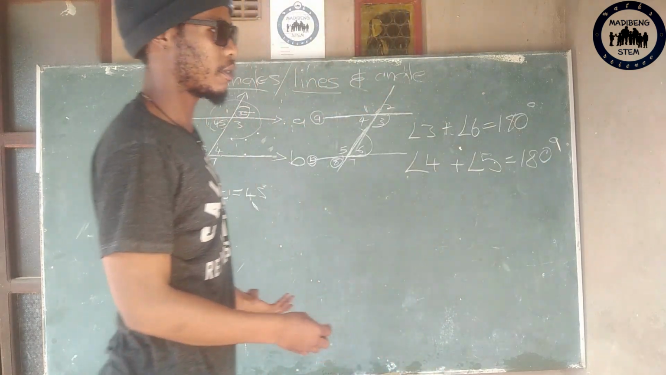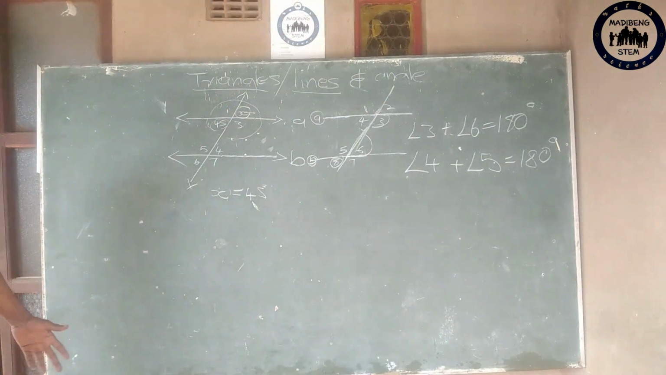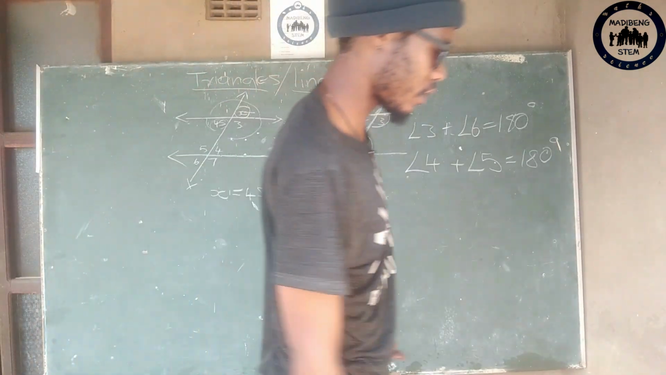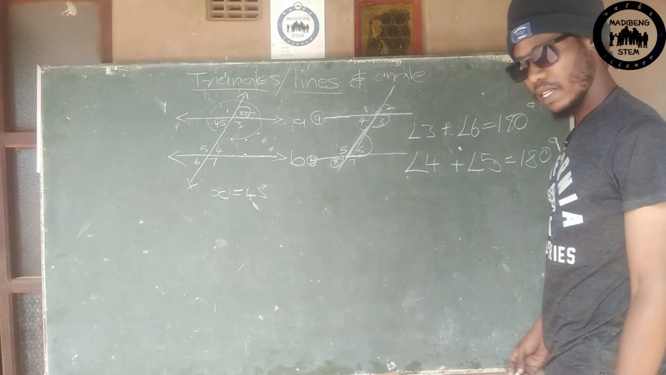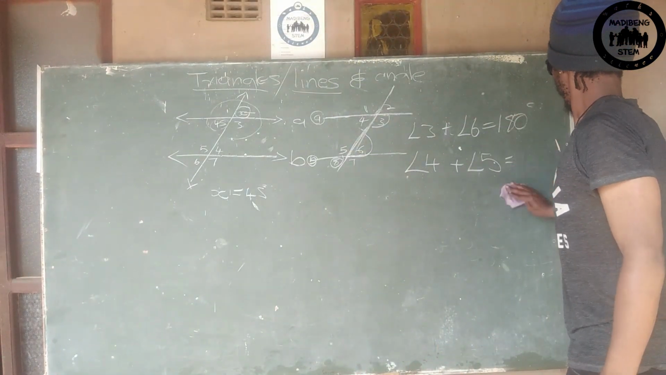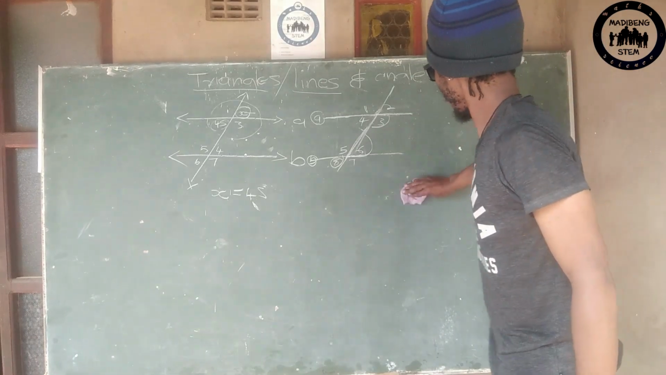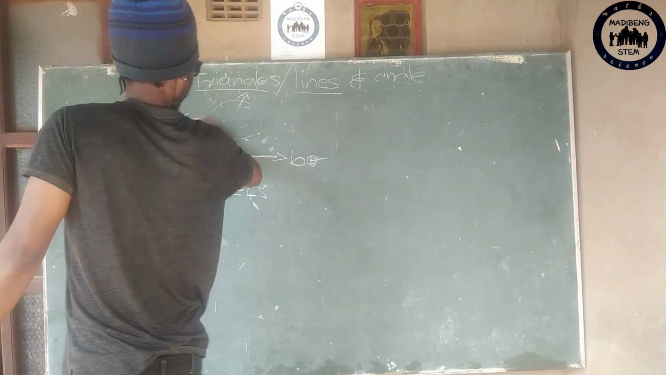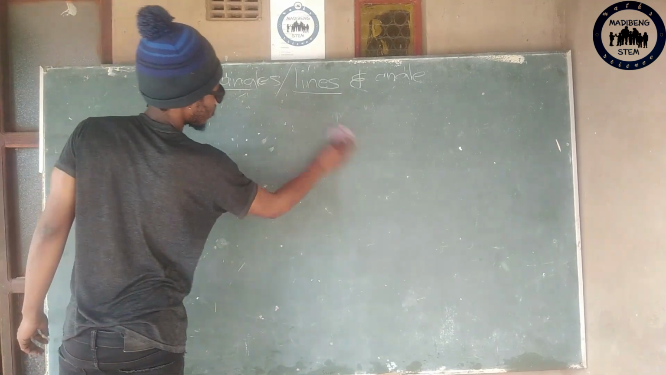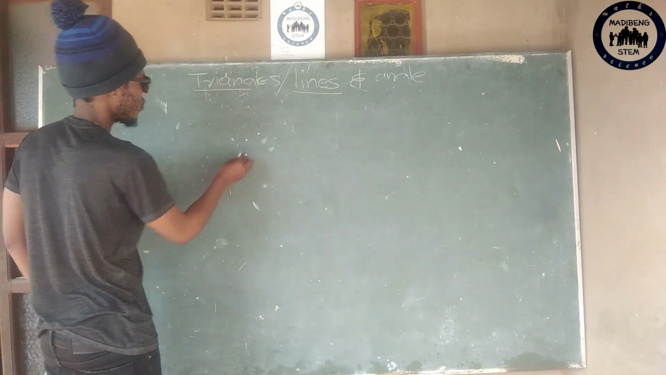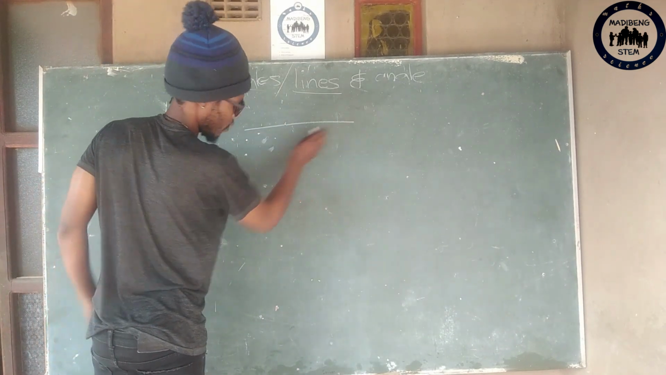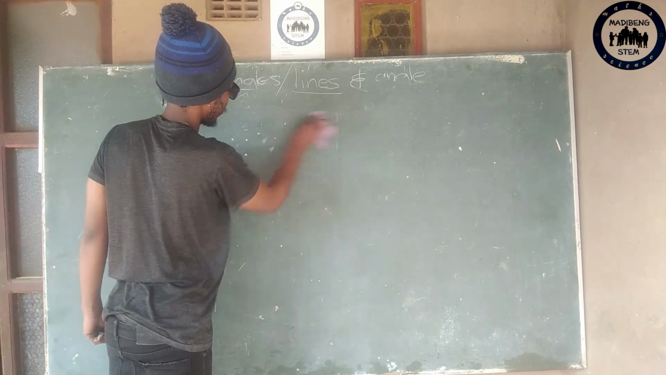You need to know all these things by heart. The reason why I'm doing these things is because you're going to need them right now when I do these problems. So let's go ahead and do a few examples. Let me start first with triangles.